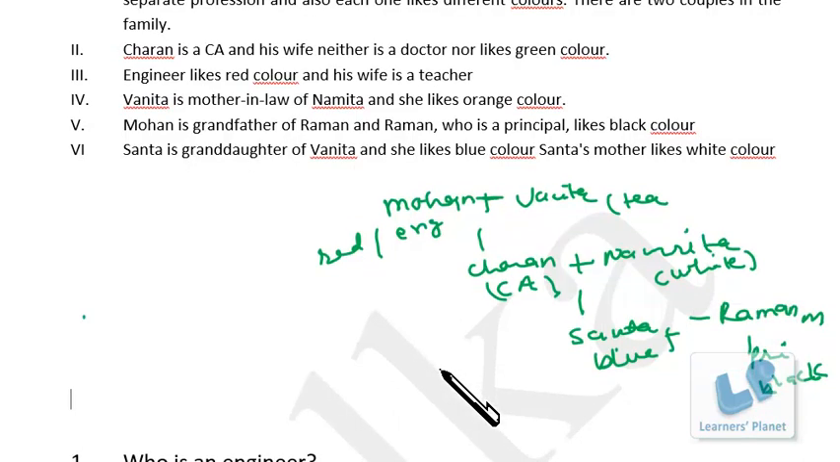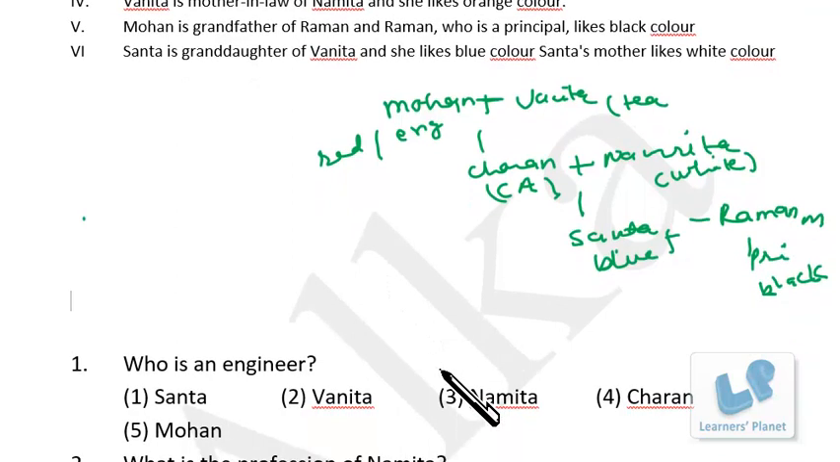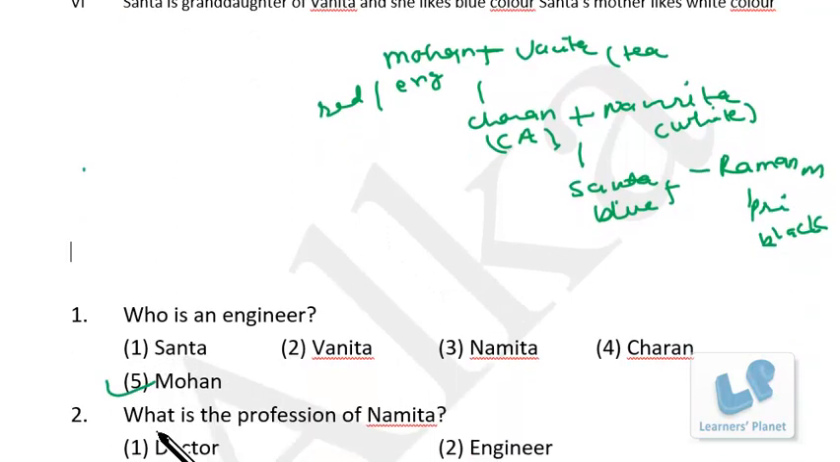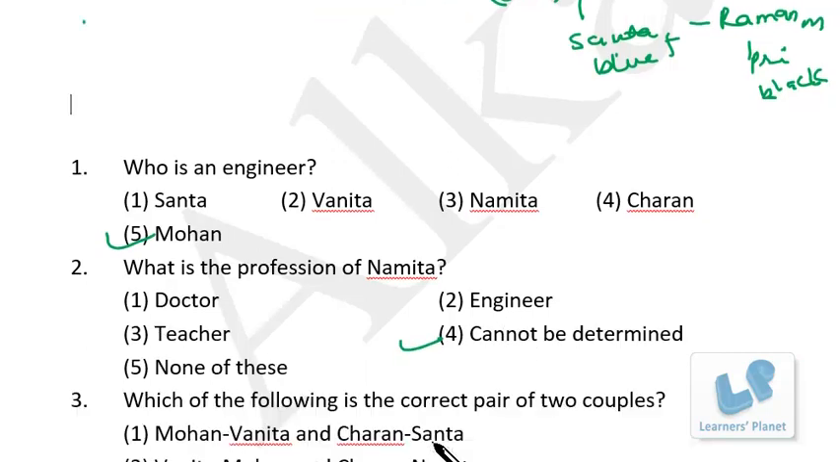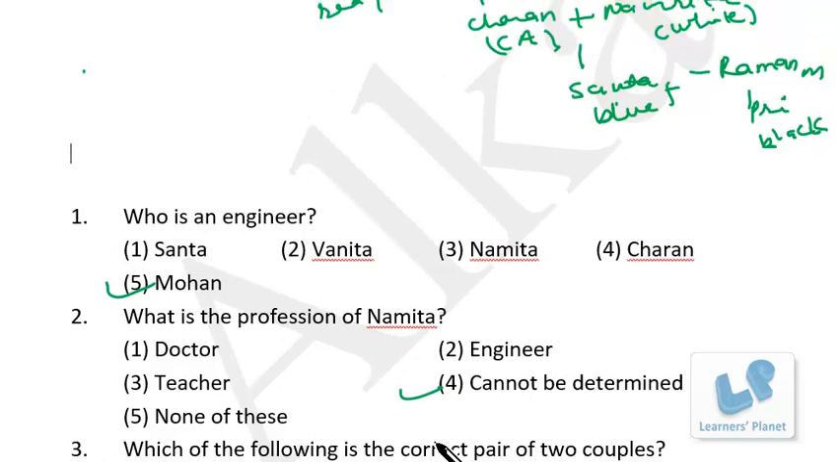Who is an engineer? That is Mohan. What is the profession of Namita? That cannot be determined. Which of the following is the correct pair of two couples? Mohan, Vanita and Charan, Namita.